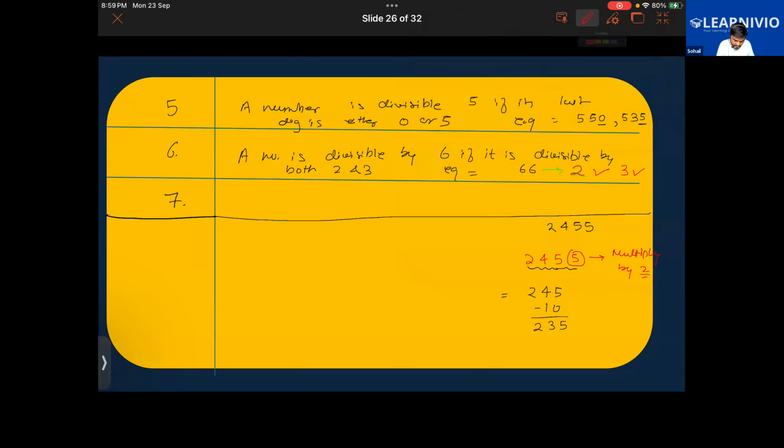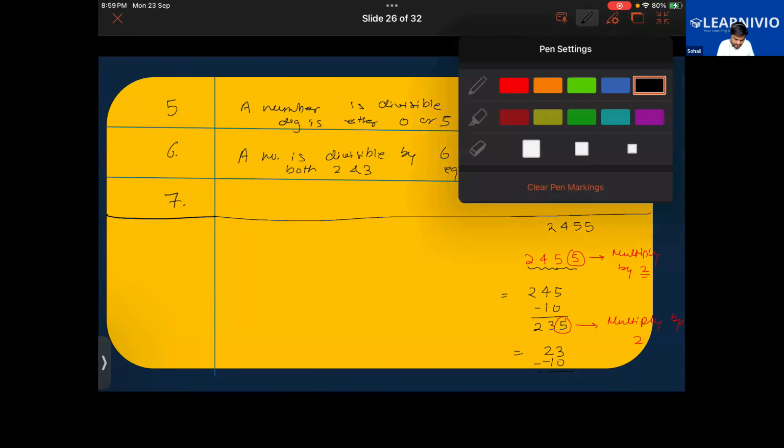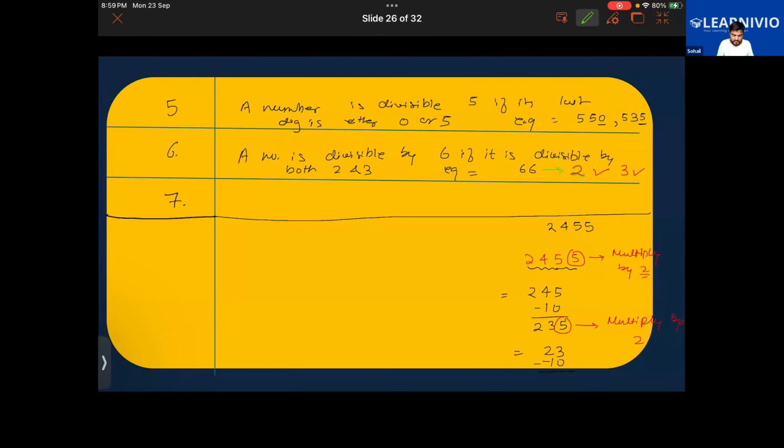So again, take the last digit 5 and multiply it by 2. It will be 10, so we have to minus 10 again. Minus 10 from 23, so we are left with 13.